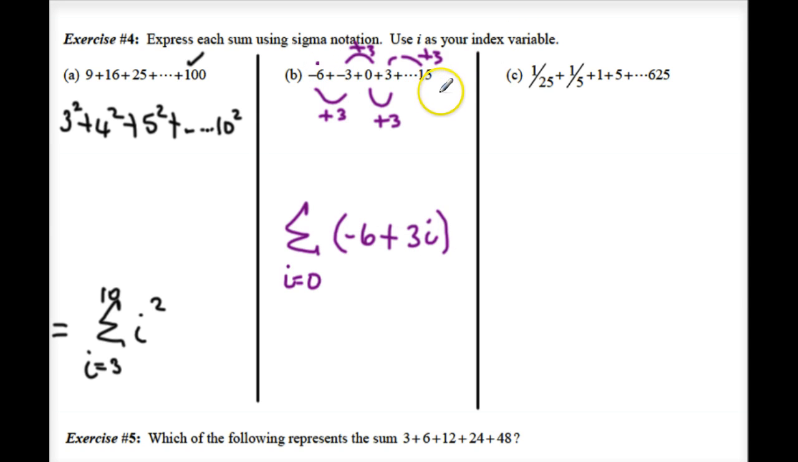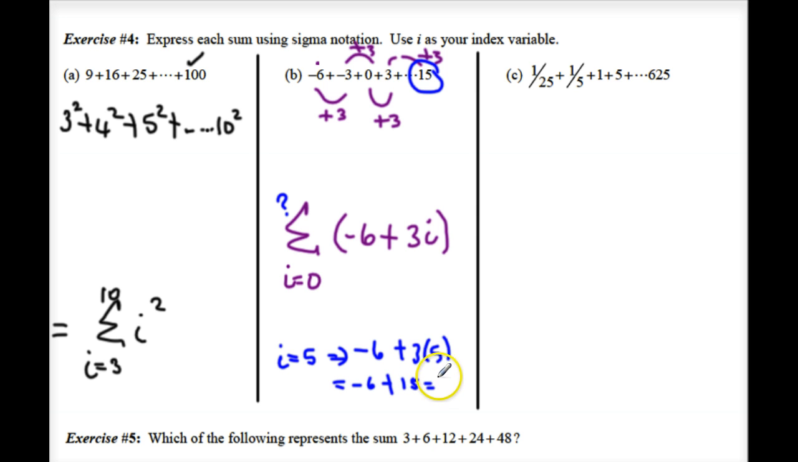But the question becomes, where do I stop? This has to have something up here. I want to know that this here has to give me 15. So we're going to test numbers. Let's say it's 5. Let's just assume i is equal to 5. What would this be? -6 plus 3 times 5. 3 times 5 is 15, right? So this becomes -6 plus 15, which is 9.